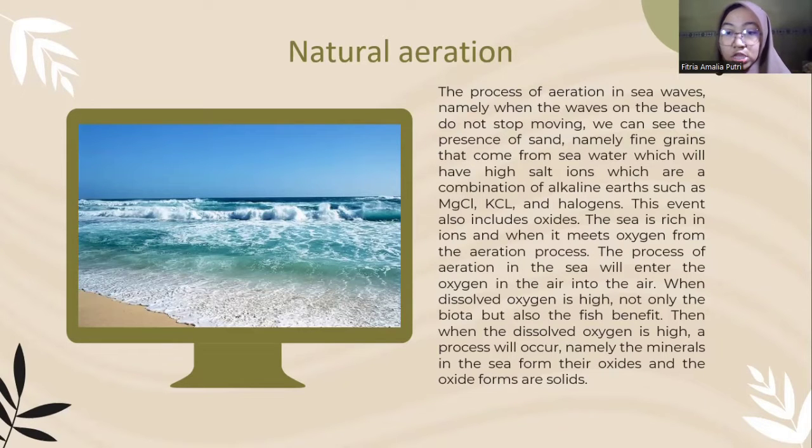The sea is rich in ions, and when it emits oxygen from the aeration process, the process of aeration in the sea will bring the oxygen in the air into the water. When dissolved oxygen is high, not only the biota but also the fish benefit. Then when the dissolved oxygen is high, a process will occur, namely the minerals in the sea form oxide, and the oxide forms solids.